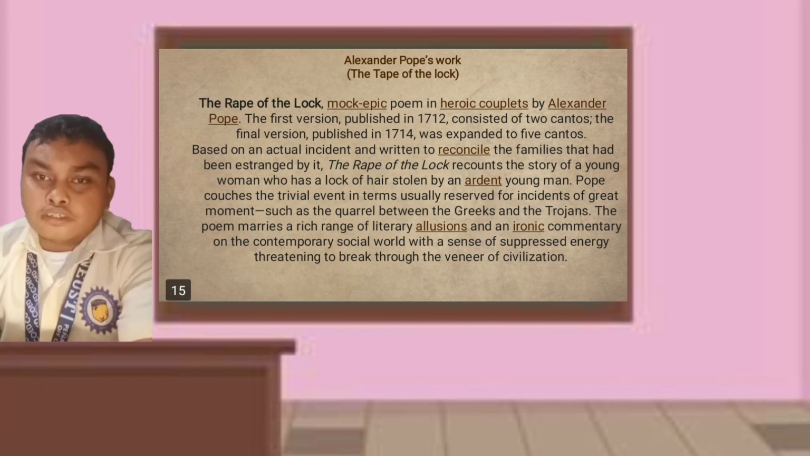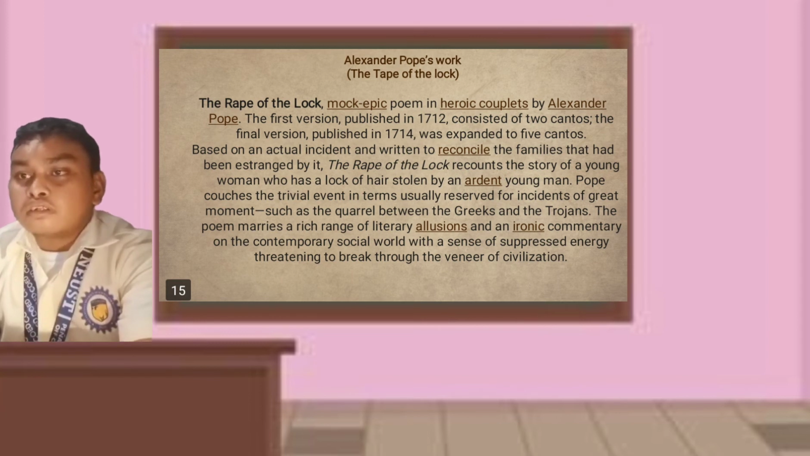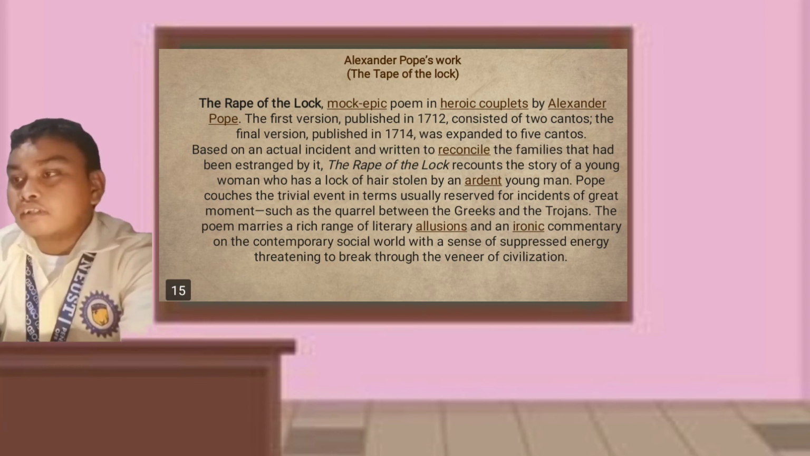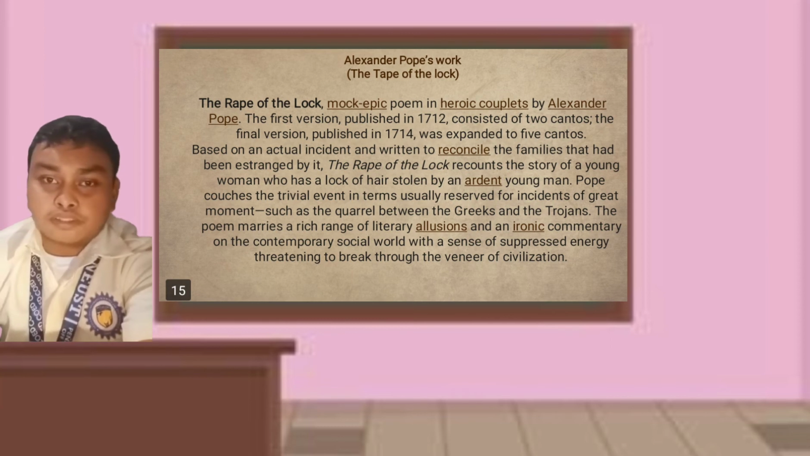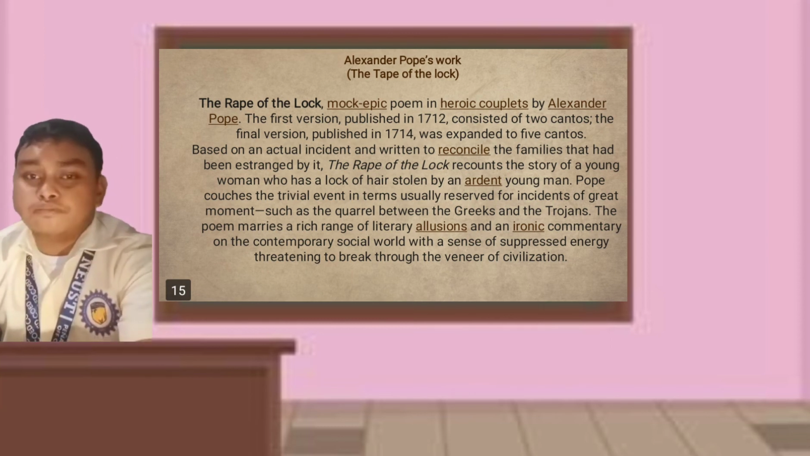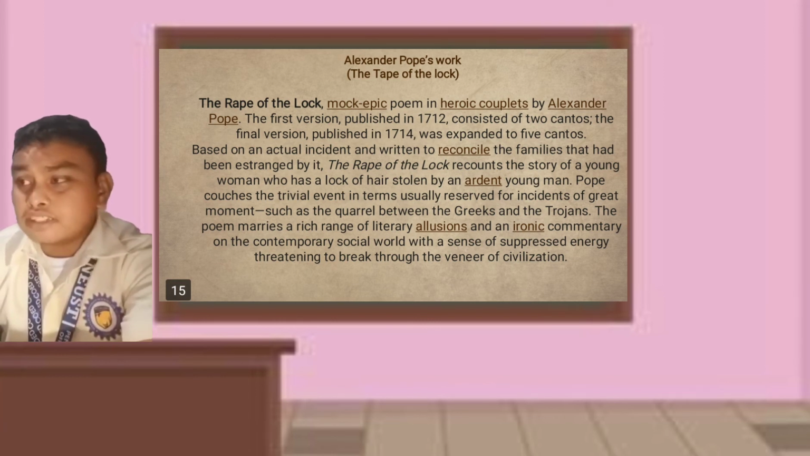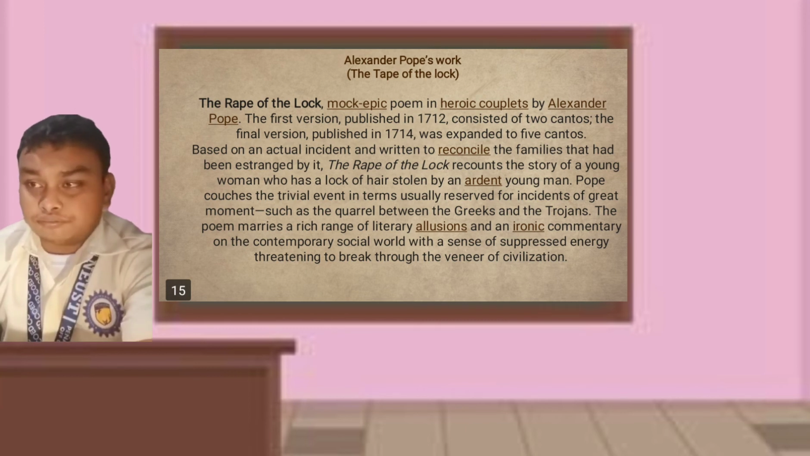Here is the one work of Alexander Pope entitled The Rape of the Lock. It is a mock epic in heroic couplets by Alexander Pope. The first version, published in 1712, consisted of two cantos. The final version, published in 1714, was expanded to 5 cantos. Based on an actual incident and written to reconcile the families that had been estranged by it.